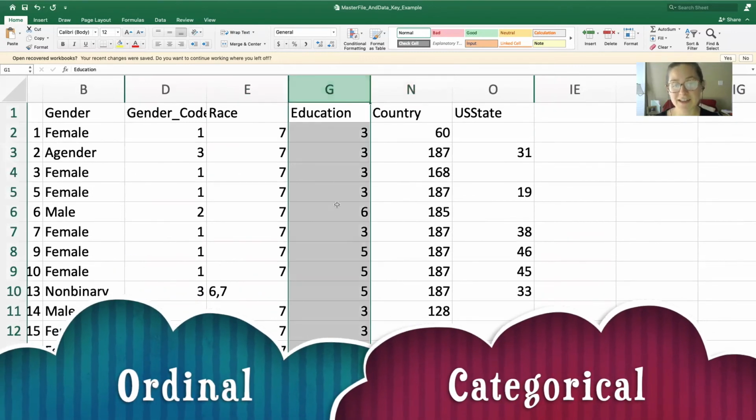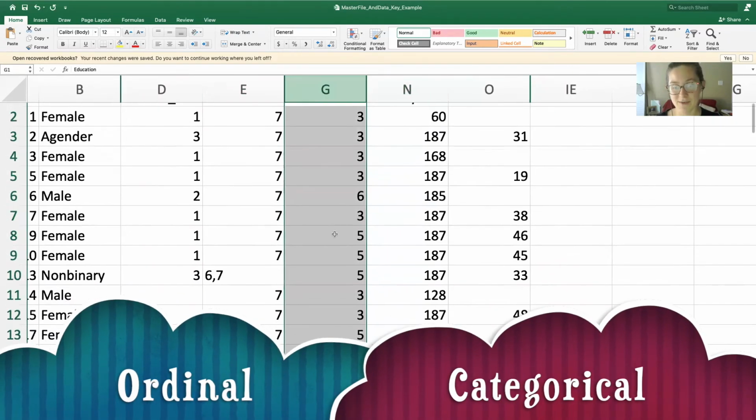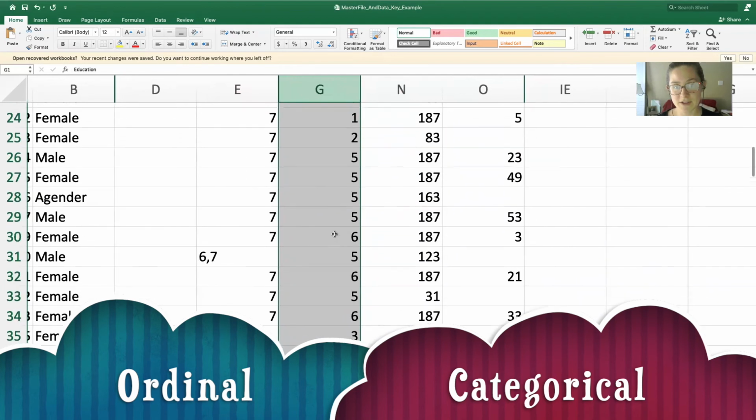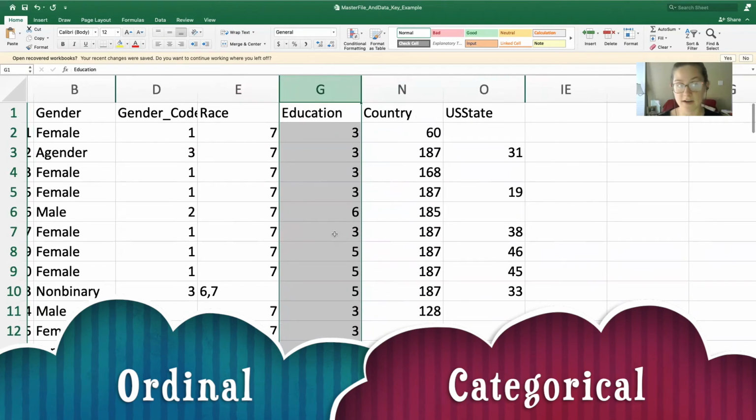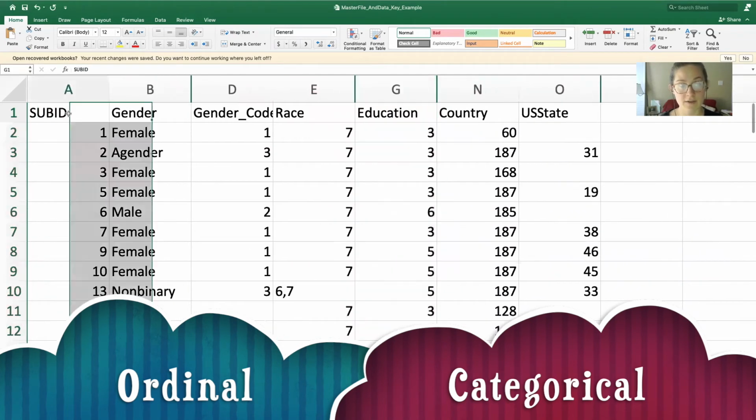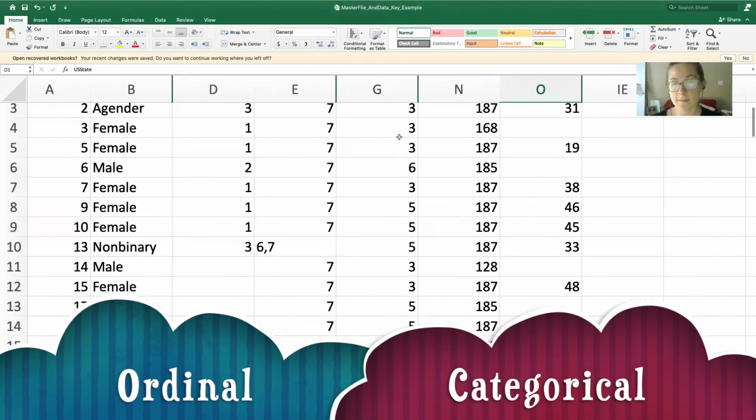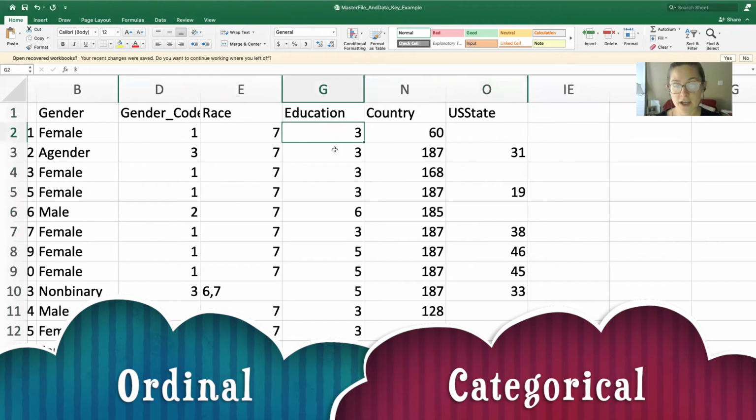Education is a slightly different type of data, okay? We can talk about this one as another step up. So nominal data that we've been looking at, where we have our subject ID, gender, country, US state. On the other hand, education has levels to it. You can say that some educational degrees are higher than others. So it's not just that they're categories where they're all seen as equal and none of them can be ranked above the other. Education, you can rank them.